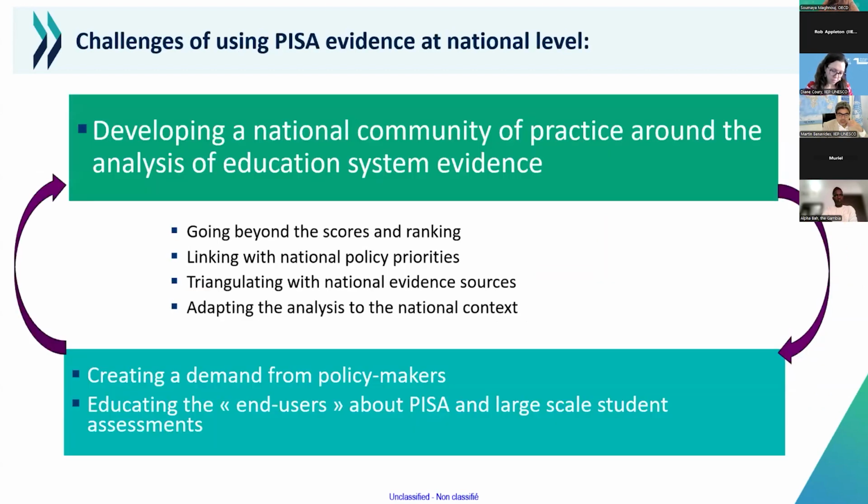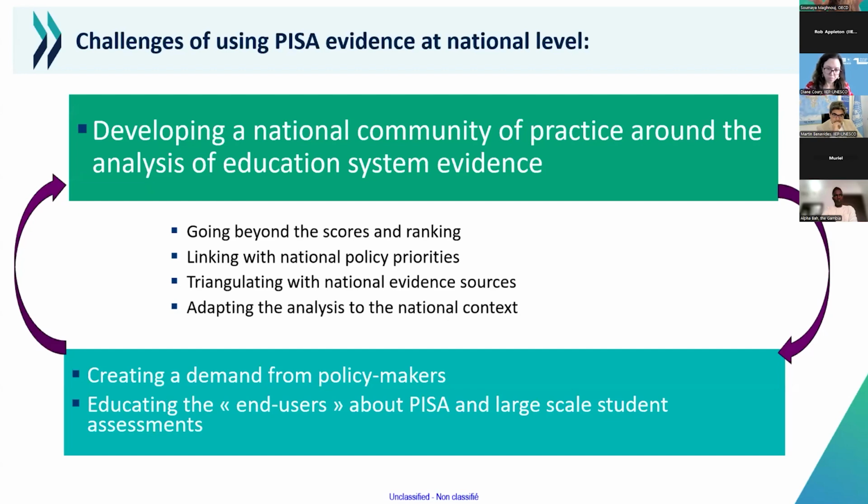However, there are different challenges that we have observed in countries that are either new to PISA or that don't already have a culture of mobilizing this very specific type of data, which is micro level, large scale, and based on student surveys, as part of their education planning or situation analysis studies.